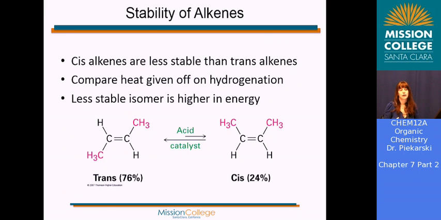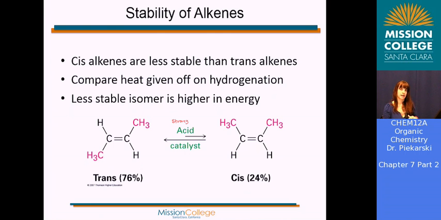And it is found, based on thermodynamic experiments and calculations, that cis alkenes are less stable than trans alkenes. We can see this by this isomerization reaction, where if we have a trans alkene and we were to add a strong acid catalyst, then we could see equilibrium of the trans and cis isomer, where the trans isomer dominates at approximately a 76% yield, and then the cis isomer is about 24%.